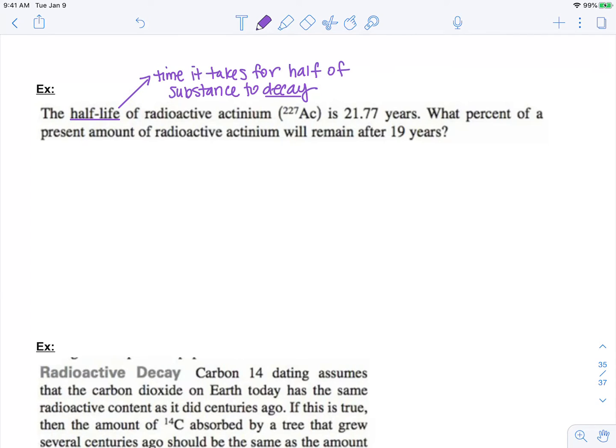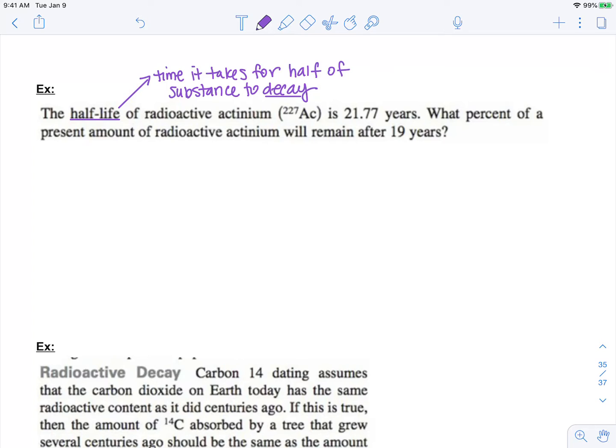The half-life of radioactive actinium is 21.77 years. What percent of a present amount of radioactive actinium will remain after 19 years? So half-life is telling us the time it takes for half of the substance to decay.